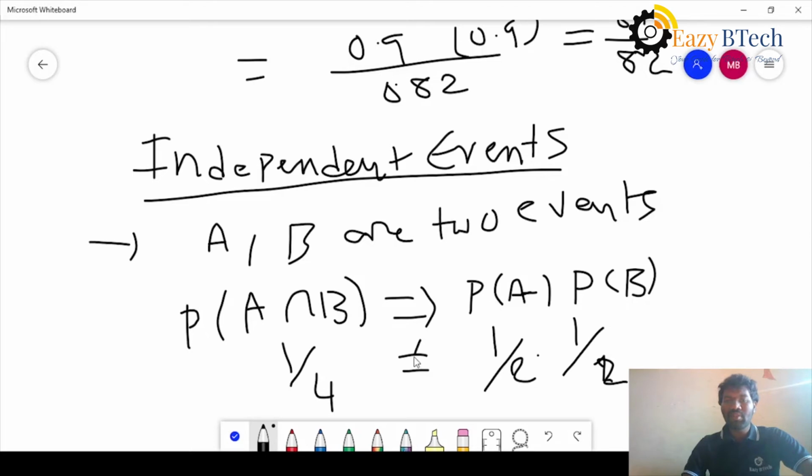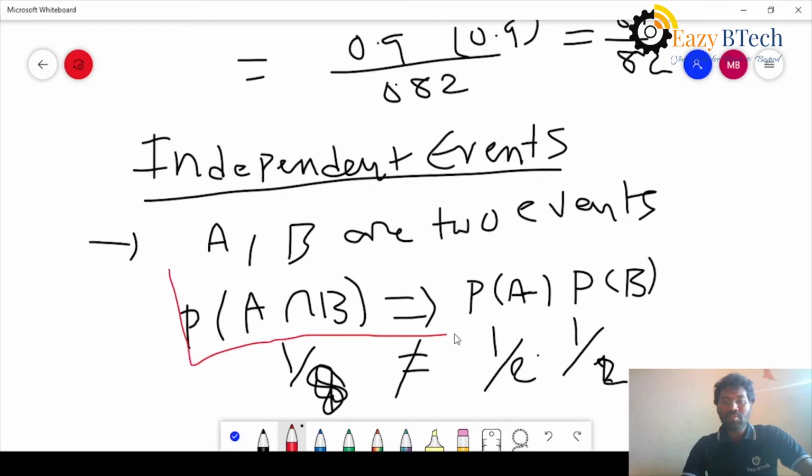If it is not equal to the given value, suppose they gave you 1 by 8, then after finding out, 1 by 2 into 1 by 2 is equal to 1 by 4, which is not equal to 1 by 8. Then I can say that the events are not independent, they are dependent events. So to find whether the events are independent or dependent, you have to check this formula. This equation must be satisfied. Okay, so that is about independent events.